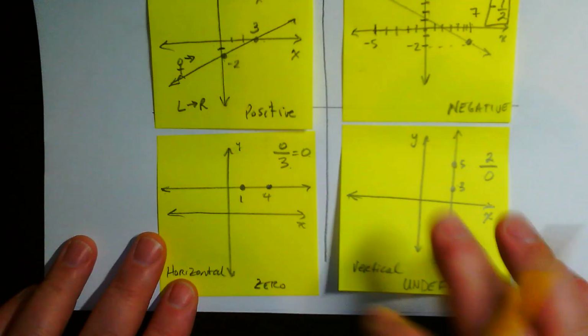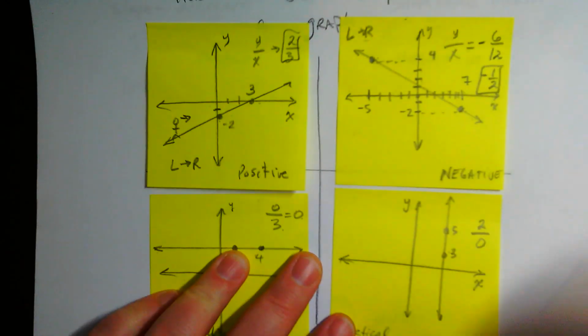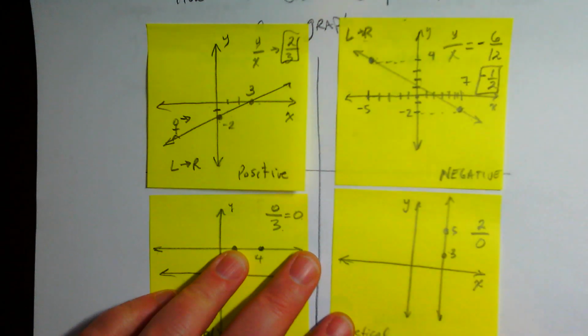If it's a vertical line, the slope is undefined. Otherwise, you just find 2 points, count how far up and down, that's your top number, count how far left and right, that's your bottom number, boom, you're done.